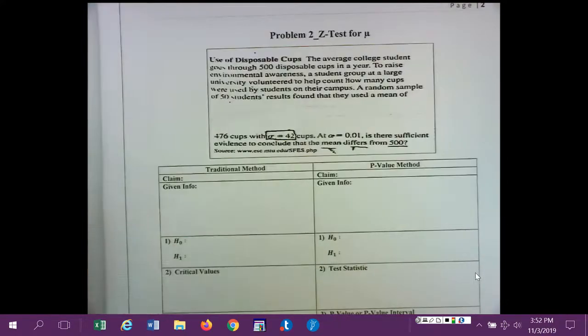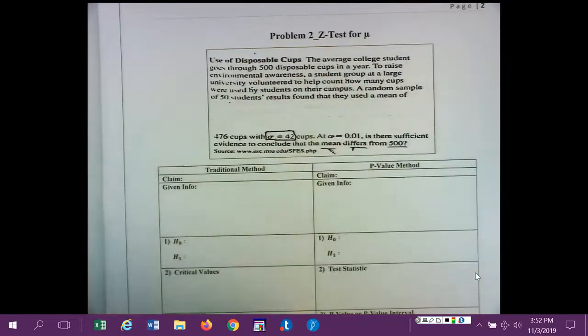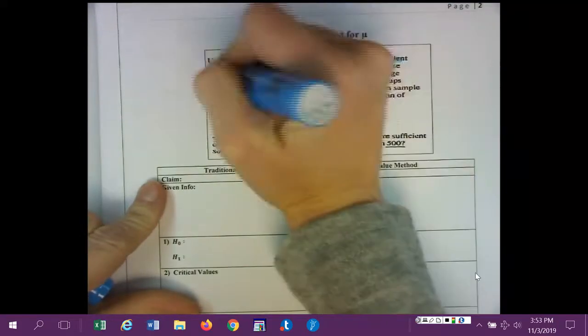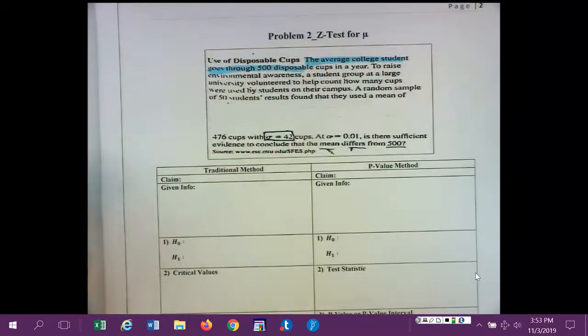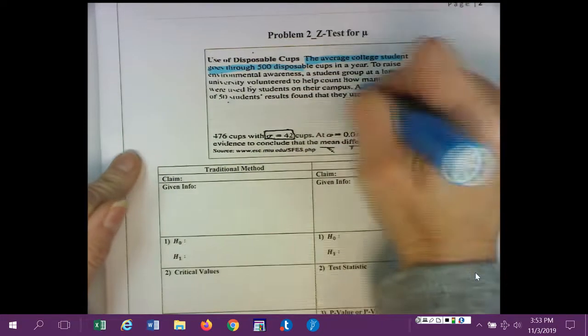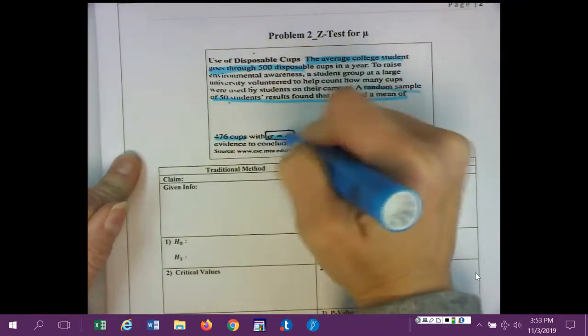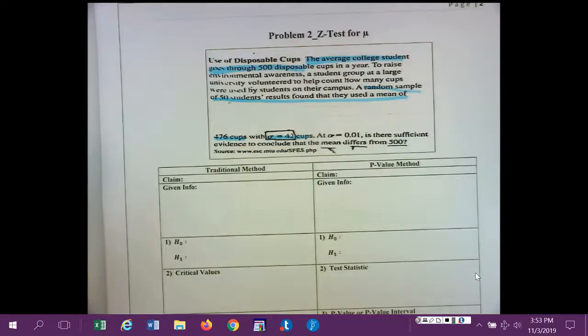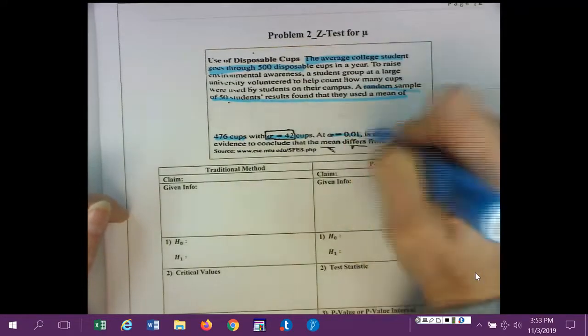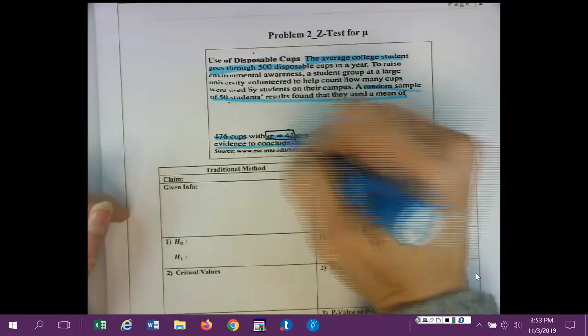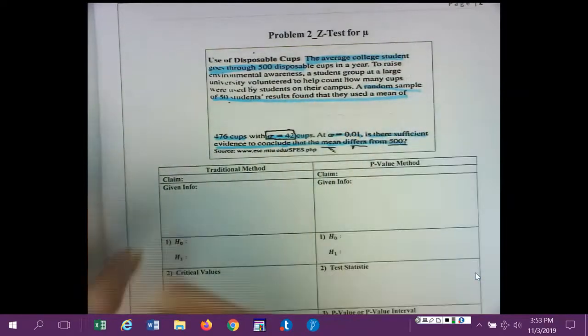Use of disposable cups. Let's read this problem and let's master what it's saying. The average college student goes through 500 disposable cups in a year. Now that can be what we're testing or what we're claiming, but it may not be. To raise environmental awareness, a student group at a large university volunteered to help count how many cups were used by students on their campus. A random sample of 50 students' results found the following. A mean of 476 cups with a standard deviation of 42 cups. Okay. At alpha equals 0.01, is there sufficient evidence to conclude that the mean differs from 500 disposable cups?